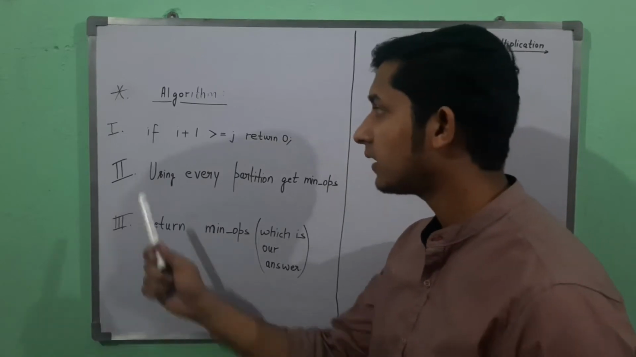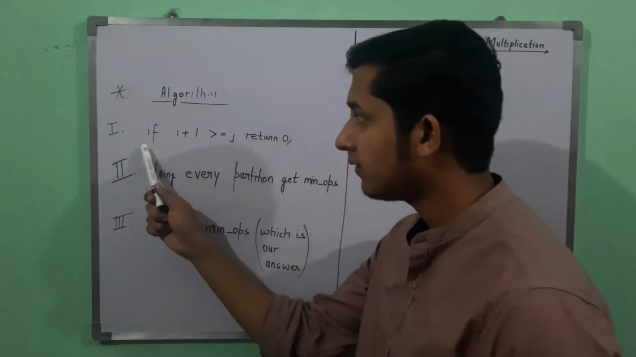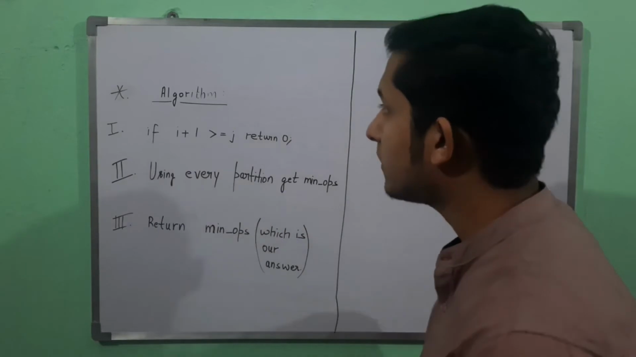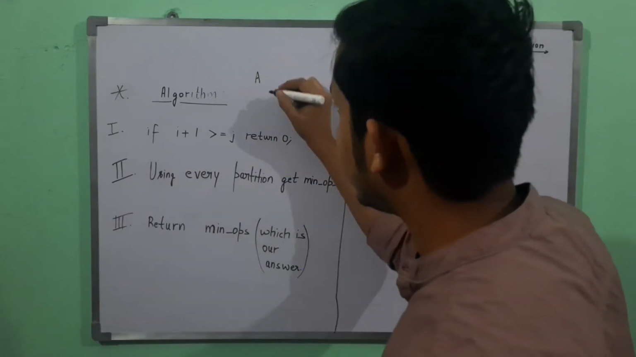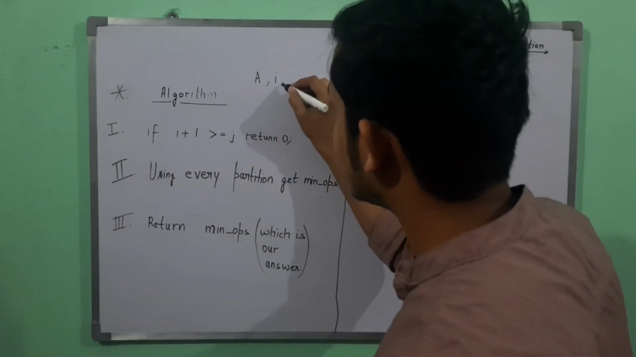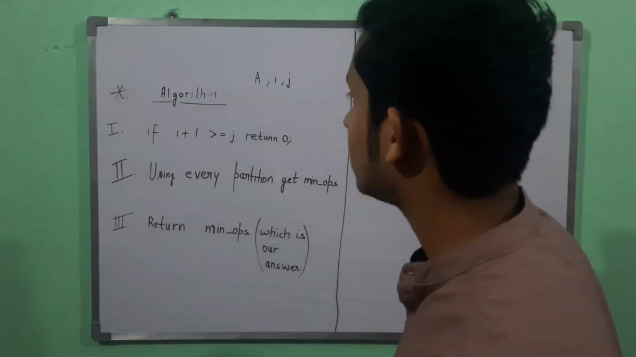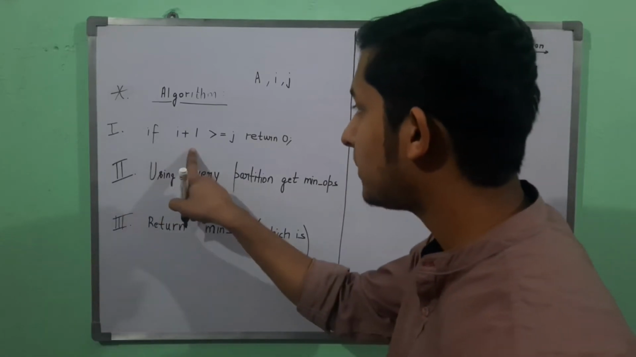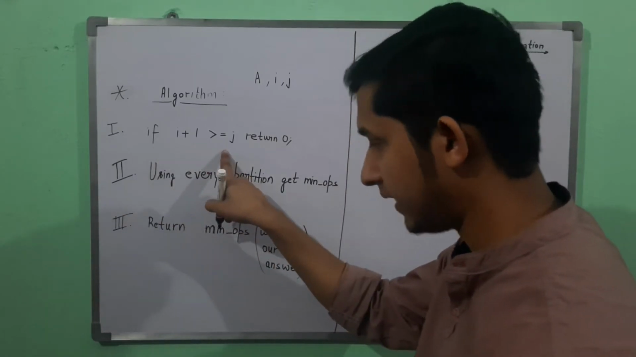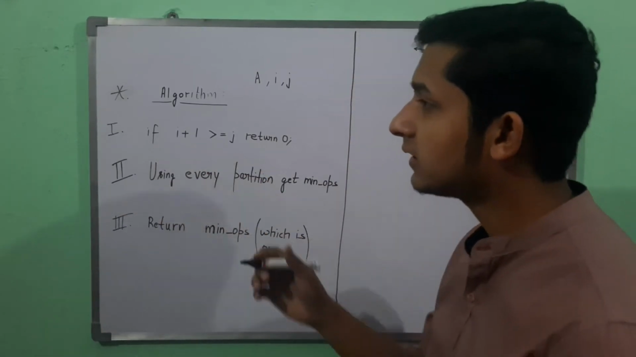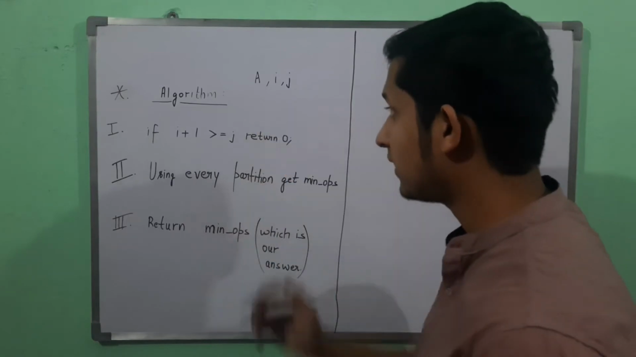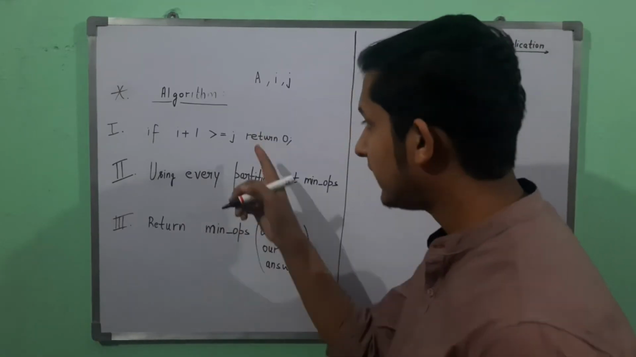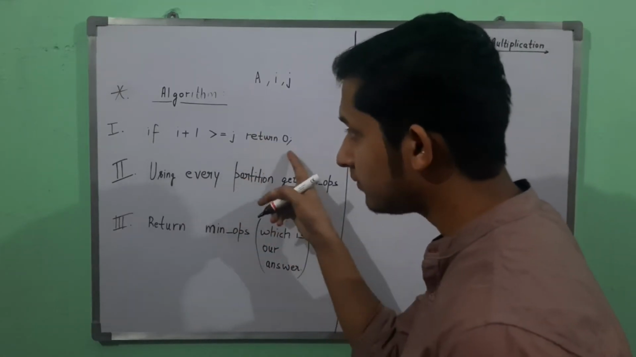So here is the algorithm part. First thing is, we are given a problem with the name of array, starting index i, and ending index j. If i plus 1 is greater than or equal to j, this means the size of the matrix or array is less than or equal to 2. In that case, return 0.